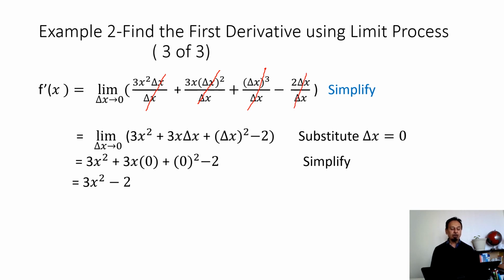So now we have to find the limit as delta x approaches 0 of 3x squared plus 3x delta x plus delta x squared minus 2. Now we substitute delta x is 0. So we have 3x squared plus 3x times 0 plus 0 squared minus 2. Simplify it, you have 3x squared minus 2, which is the derivative of x cubed minus 2x by the limit process.